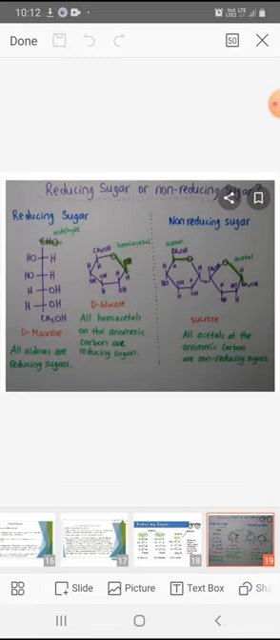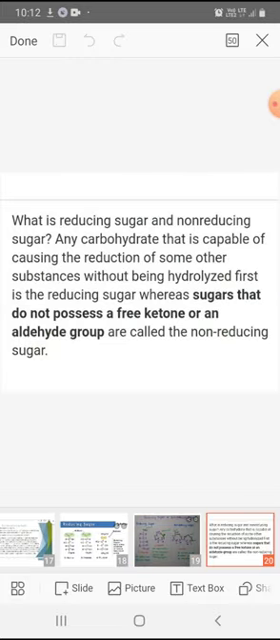So this is a reducing sugar and non-reducing sugar. Examples of reducing sugar are D-mannose and D-glucose. All aldoses are reducing sugars. All hemiacetals at the anomeric carbon are reducing sugars. Non-reducing sugar: all acetals at the anomeric carbon are non-reducing sugars.